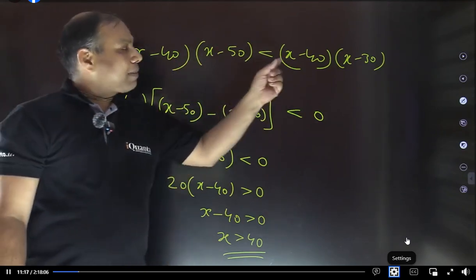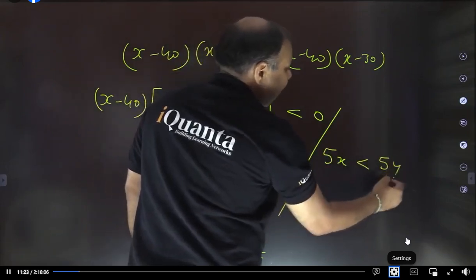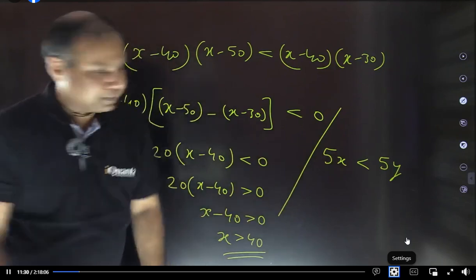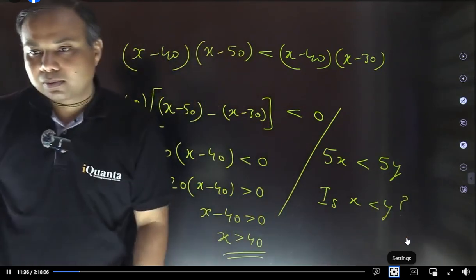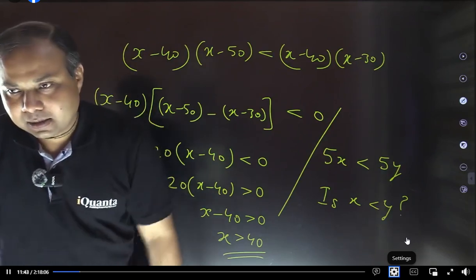Because we are unaware about the value, see, if it had been 5x is less than 5y, everyone please answer this: 5x is less than 5y. Now can you say x is less than y? Can we say x is less than y? That's my question. Yes or no? Yes, certainly. It's certainly true.